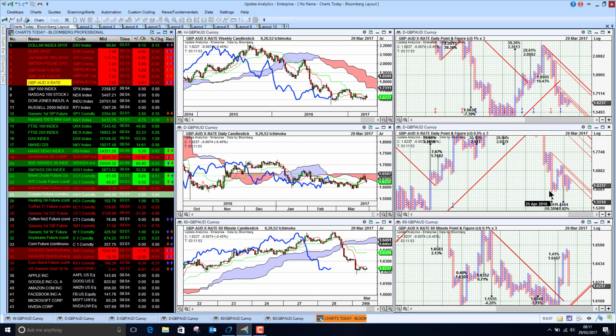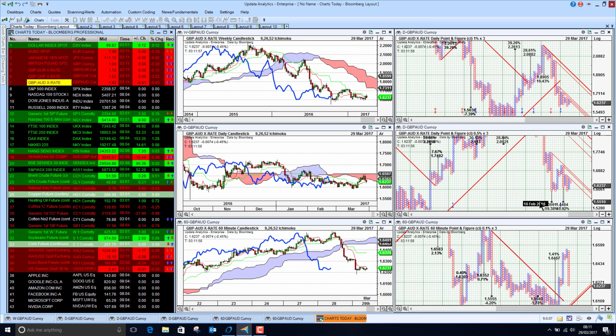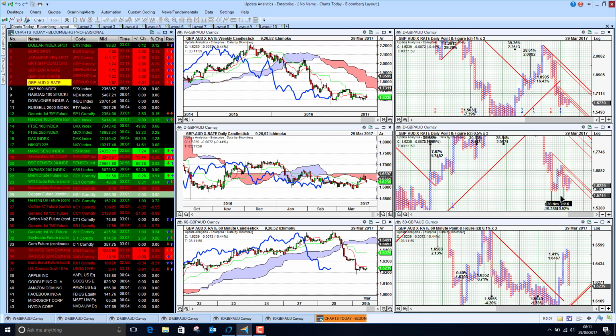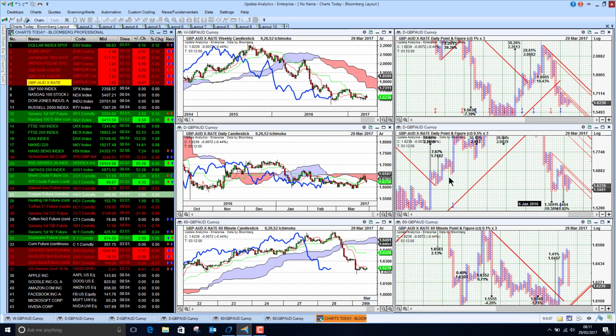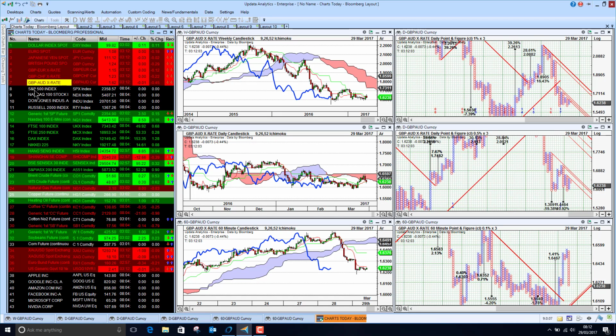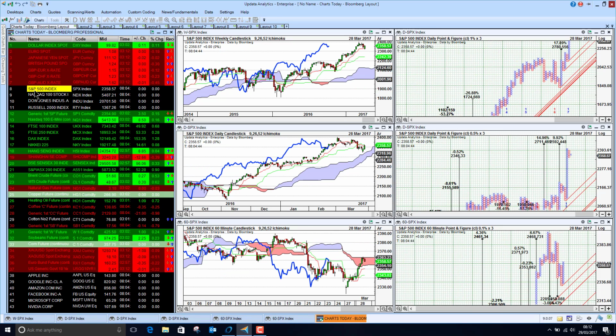So these targets are back in train. We've got targets as low as 130. That one's not activated yet. 144 on the medium-term chart. So pretty worrying targets there against the Australian dollar.